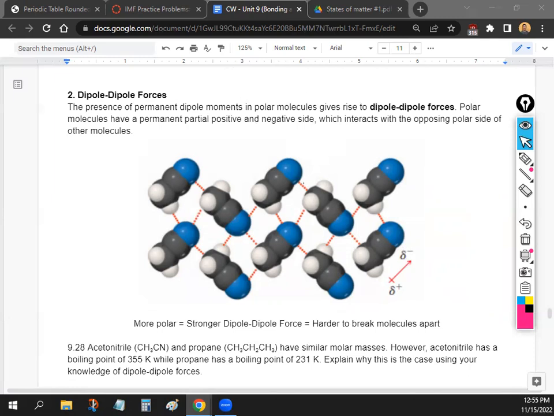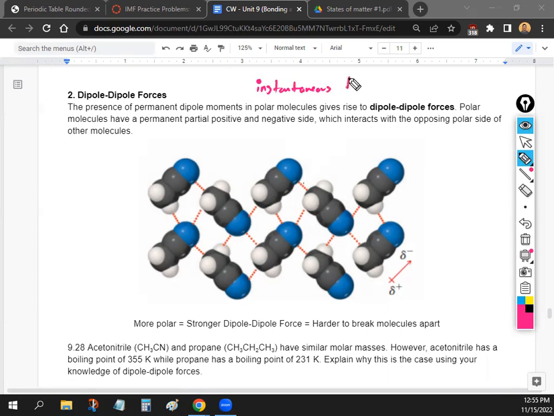Okay, so dipole-dipole forces are a little bit different than London dispersion, but it's the same principle, okay? Now, in London dispersion forces, we were talking about neutral compounds, right? Like F2 is neutral, Cl2 is neutral, neon, argon, they're all neutral. But in dipole-dipole, same thing, they're neutral, but here we have permanent dipoles.